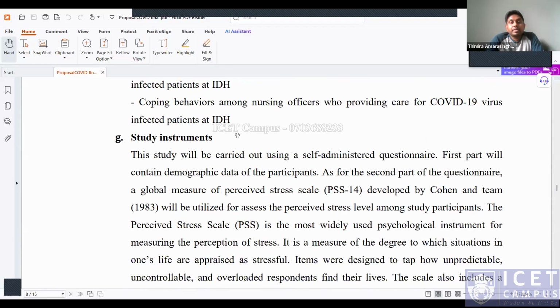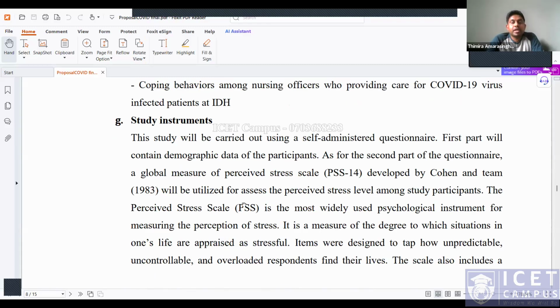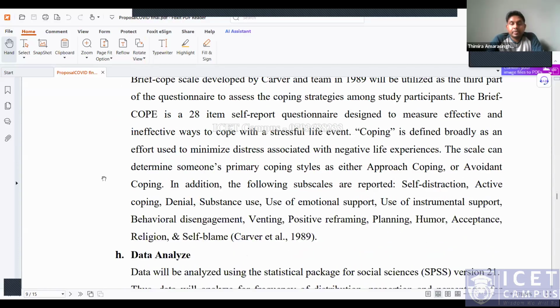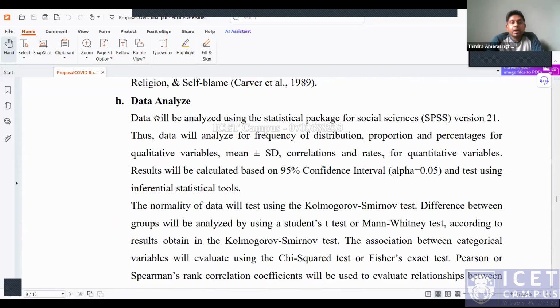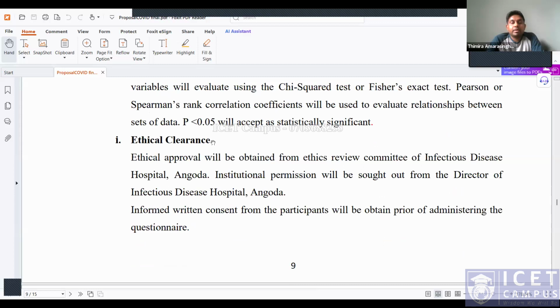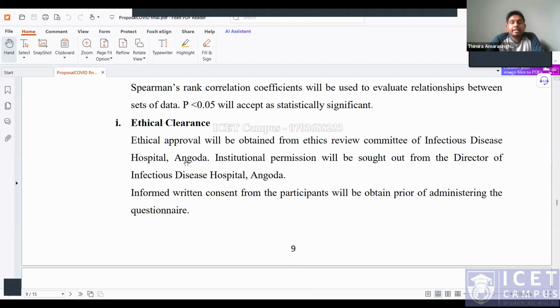And the next part in the proposal would be the study instruments. Study instrument, what are the tools we are using and how they are being developed. Those things need to be discussed here. And then how the data analysis will be done and where we are getting the ethical clearance, that also needs to be included.